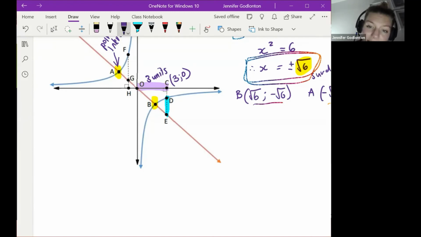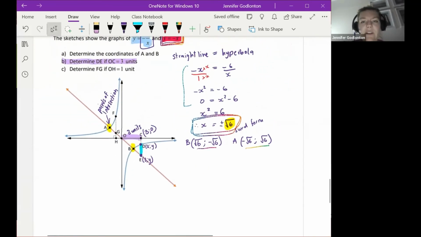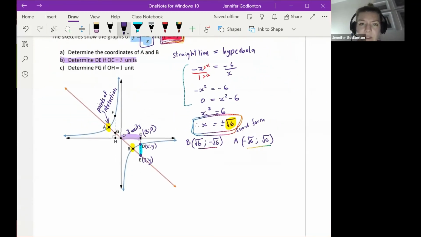And this line over here is parallel to our Y-axis, which means that all of these X values are going to be 3. We don't know what their Y values are right now, but we know all of their X values are going to be 3. Okay. We now need to know what that distance of DE is. So do you agree that if we find our Y value for D, and we find our Y value for E, we'll be able to find the distance of DE. It's not so bad, right? So it looked like a really horrible question, but it's not so bad.